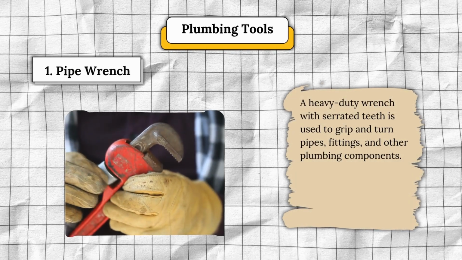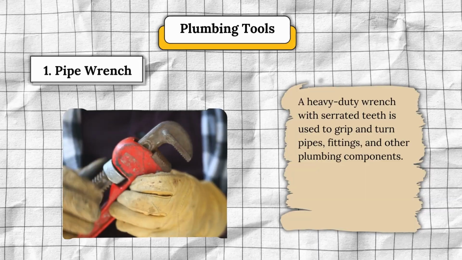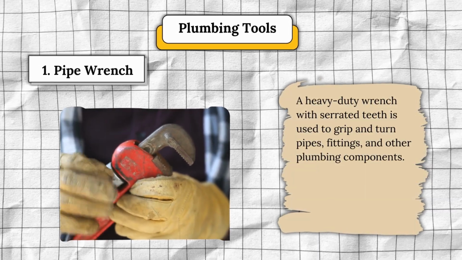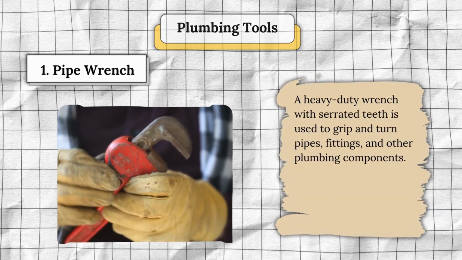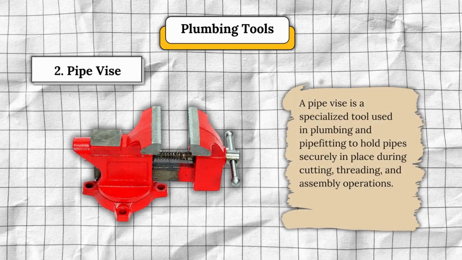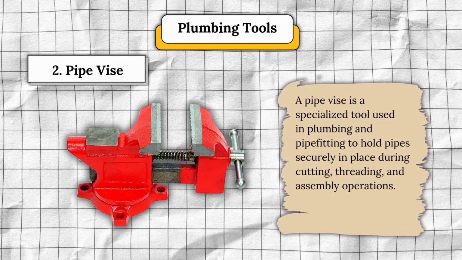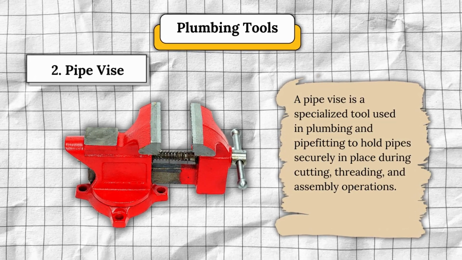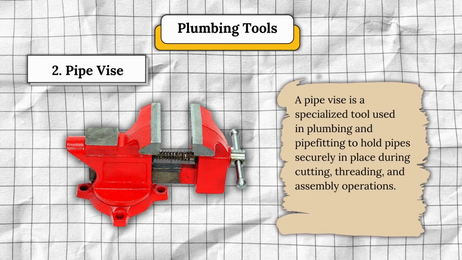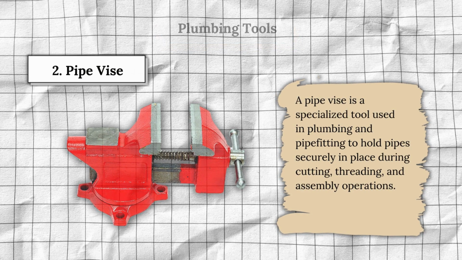Number 1. Pipe wrench. A heavy-duty wrench with serrated teeth is used to grip and turn pipes, fittings, and other plumbing components. Number 2. Pipe vise. A pipe vise is a specialized tool used in plumbing and pipe fitting to hold pipes securely in place during cutting, threading, and assembly operations.